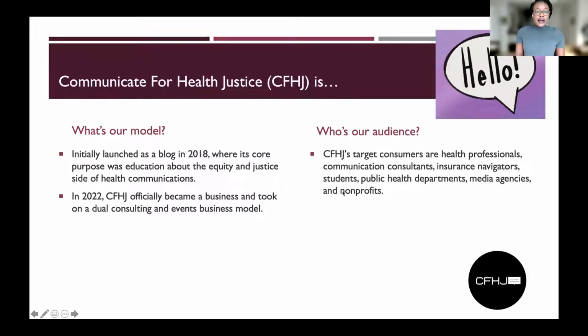And so right now in 2022, Communicate for Health Justice will host different social events, community workshops, as well as offer consulting. Communicate for Health Justice's target audience involves health professionals like yourselves, communication professionals, healthcare consultants, folks who work on insurance, people who work in public health departments, and the like. So it's pretty broad. I'm open to working with anyone who wants to work on communicating for health justice.